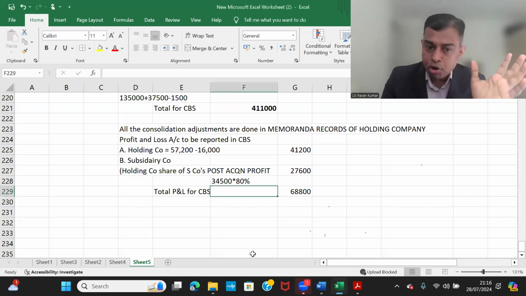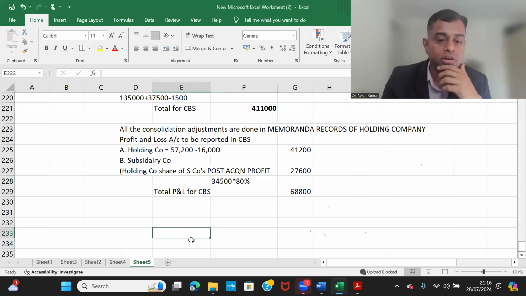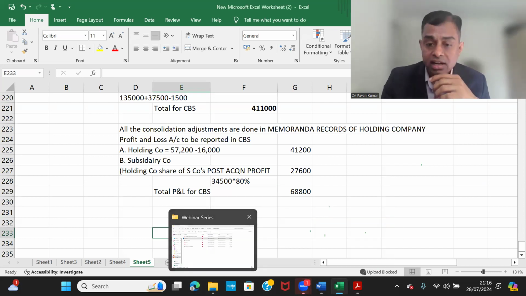In AS21, broadly, we have seen and solved one comprehensive problem which has so many adjustments, so that it will become a quick revision for us. Now, let us go to the other standards in consolidation.